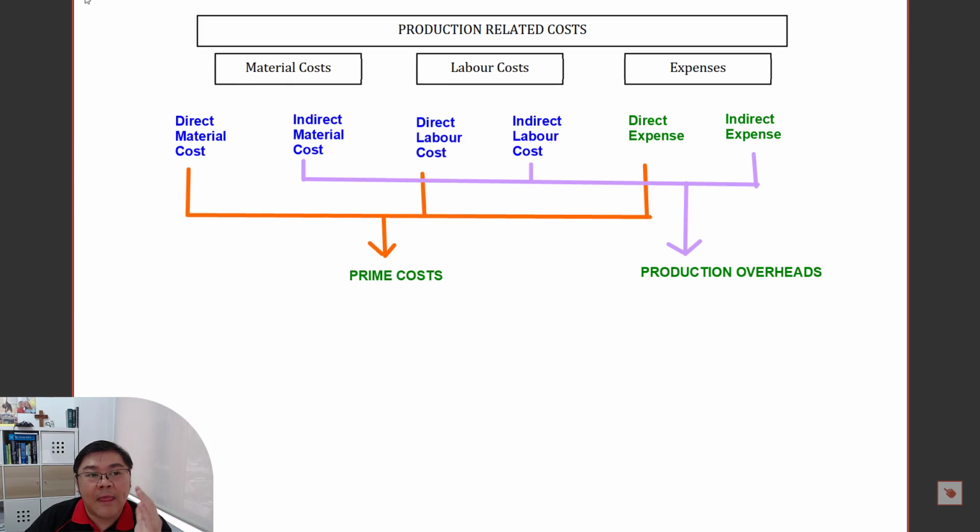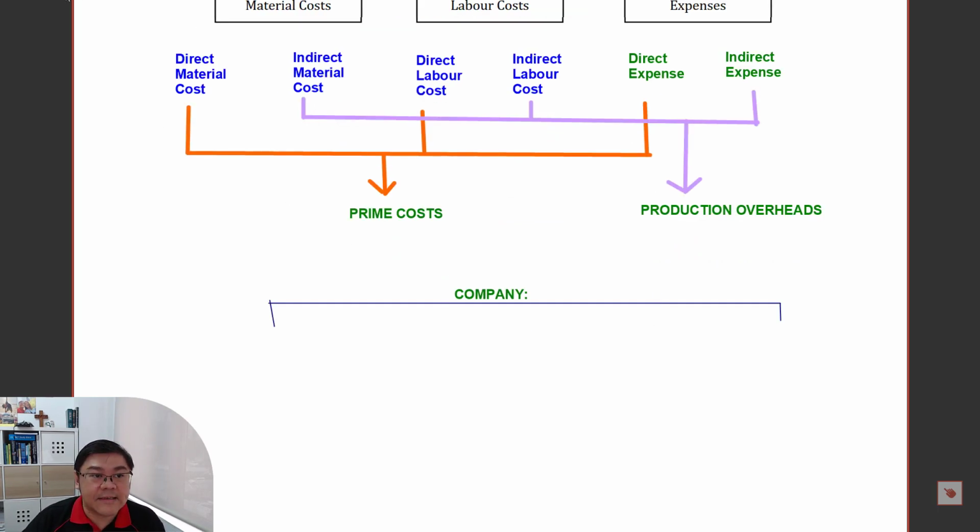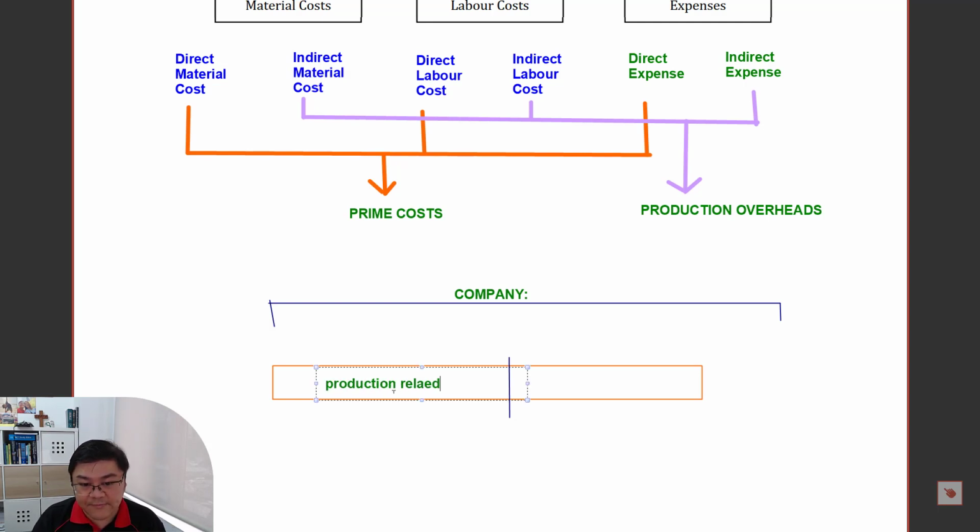All right, so now I would like you to look at the bigger picture. The bigger picture that we're seeing now is when you're looking at a business. So let's say you're talking about a particular company. You would realize that, first of all, their costs are divided into two categories. They can have costs that are production related, so that's production costs, and they can have costs that are not production related. Let me just label this. There are costs that are non-production related, so I would just label it as NPC for non-production costs.